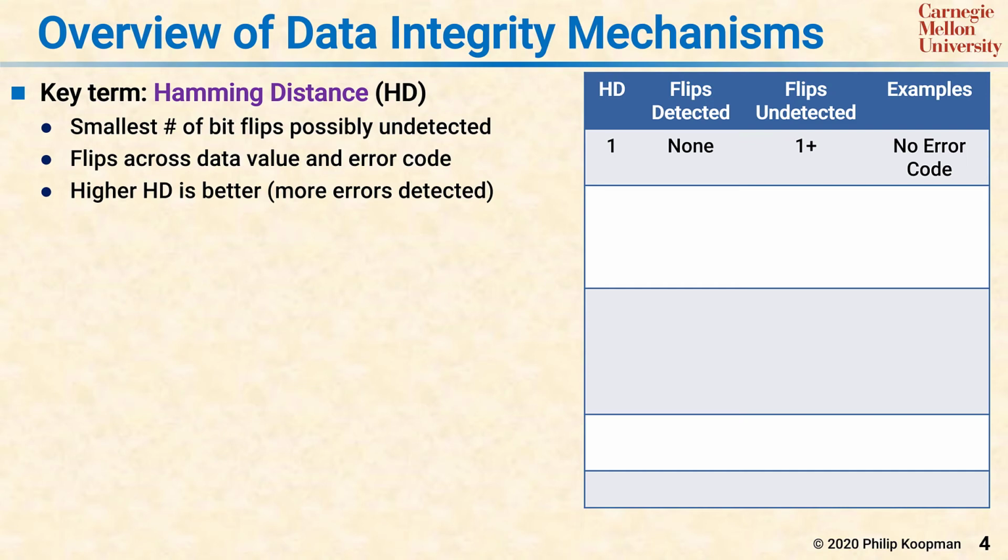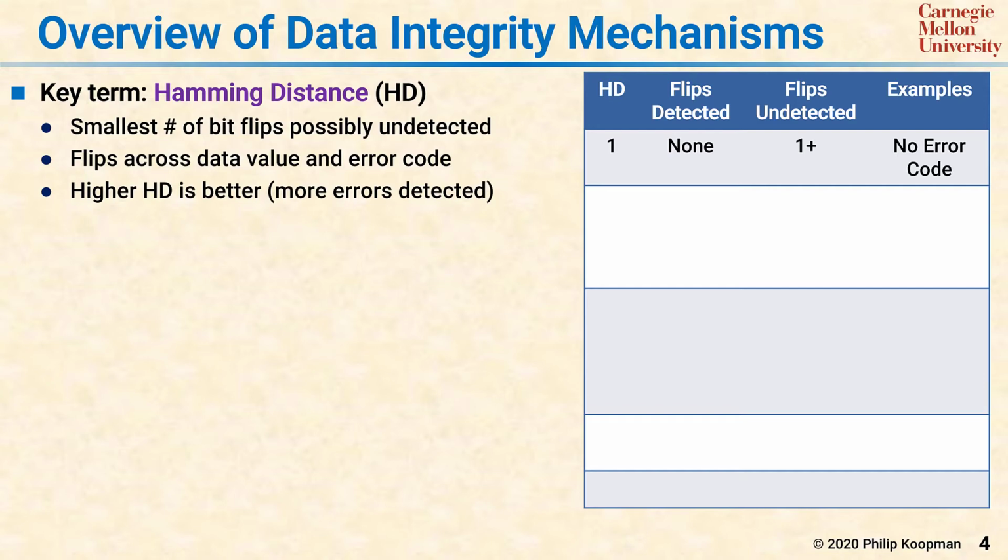Here's an overview of data integrity mechanisms typically used in embedded systems. A key term is Hamming distance, HD. Hamming distance is the smallest number of bit flips possibly undetected. This is a little bit tricky because you're usually interested in how many bit flips you can detect, and the Hamming distance is the number that are possibly undetected.